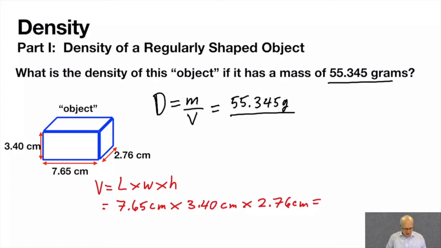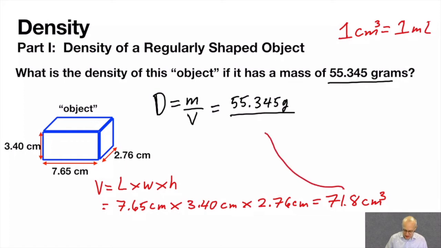Now let's grab our handy dandy calculator. 7.65 multiplied by 3.4 multiplied by 2.76 equals 71.8 centimeters cubed. Now, a centimeter cubed is a milliliter. So 1 centimeter cubed equals 1 milliliter. They are the same amount. So you can just simply plug this number in here.